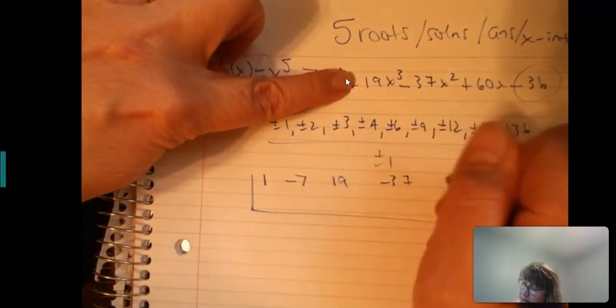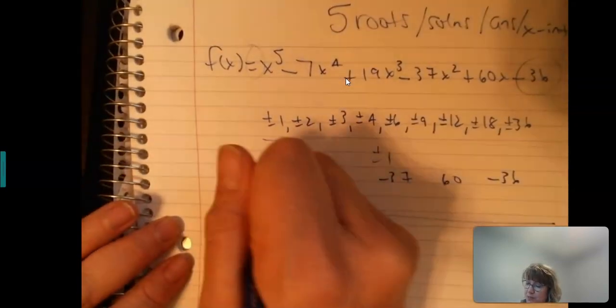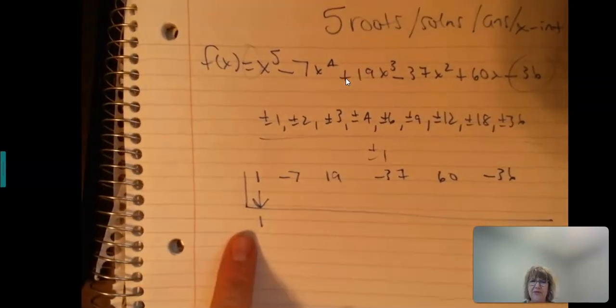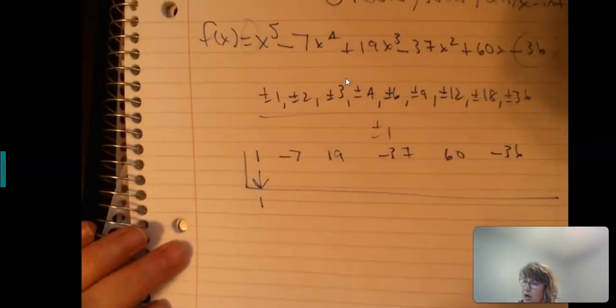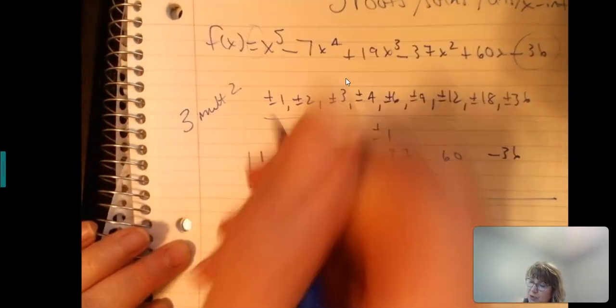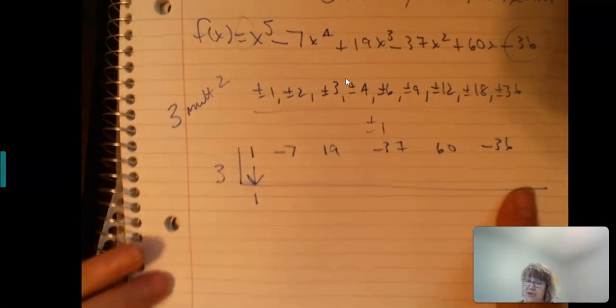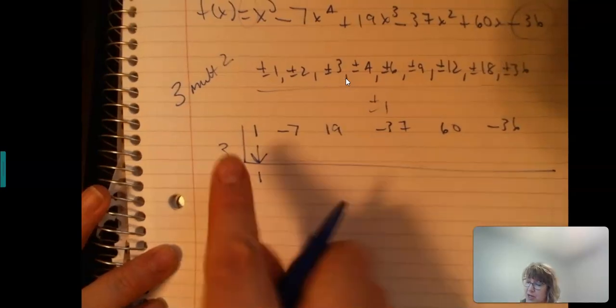We're not missing anything. That's why it's so long. All right, okay. Always bring down the first thing. And it seems like we've had a lot of 1s. They won't always be 1s. All right, I said that 3 is going to have what? Multiplicity of 2. So I'm going to divide, I'm going to use 3 as my 0. And I know my remainder is going to be 0 for sure because it touched.